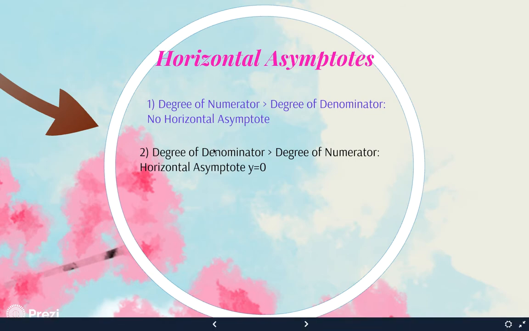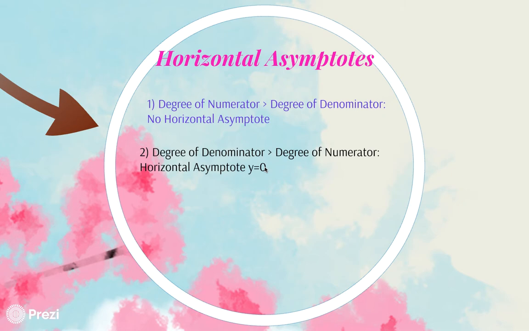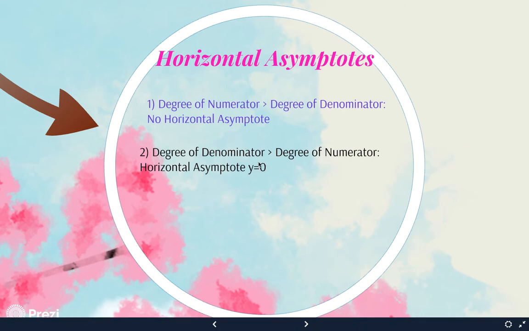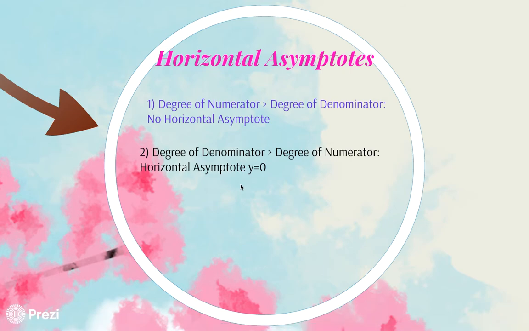Case 2, it's the reverse. If the degree of the denominator is larger than the degree of the numerator, we have a horizontal asymptote at y equals 0, which is the x-axis, if you didn't know. That's always the line where all of your y's are 0. So if that's the case, it is always the equation y equals 0, or your x-axis, always. So that one's pretty easy.